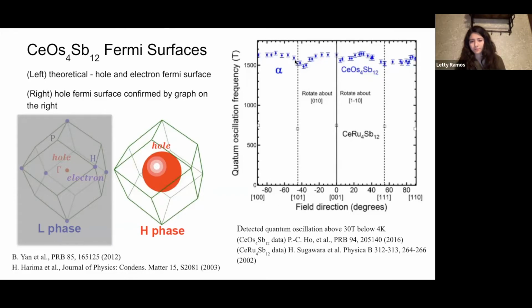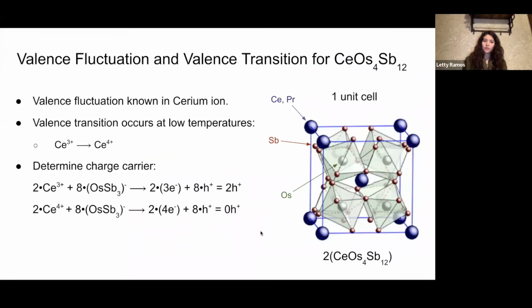And this is related to the Fermi surface because the charge carrier, in this case the hole, orbits around the magnetic dipole moment. And since the oscillation frequency is relatively flat with respect to field direction, that means that this Fermi surface is relatively isotropic. A valence fluctuation is also known in elemental cerium as well as cerium compounds such as this one. And the valence transition occurs at low temperatures where the cerium ion permanently changes from a charge of 3+ to 4+ at low temperatures.